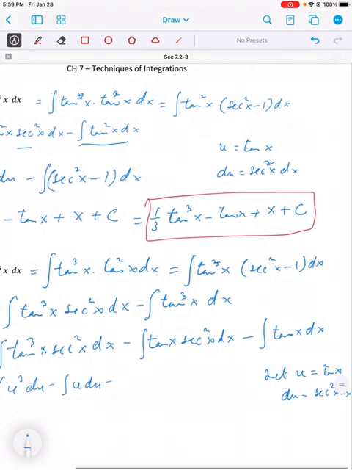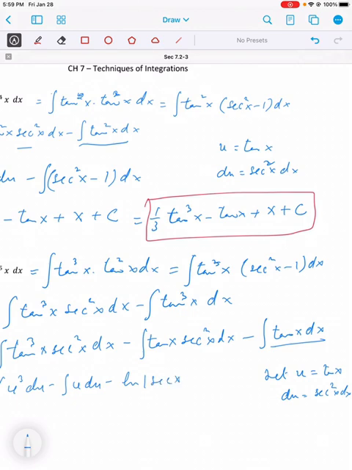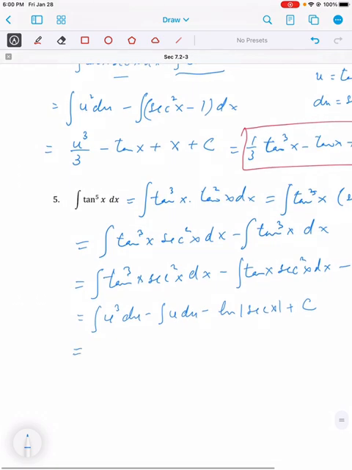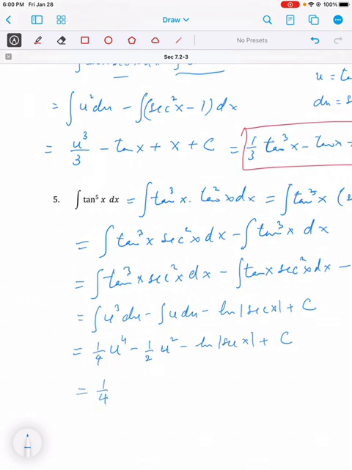Now this one we will do the way we learned. So this will be ln of secant x plus c. So now it is simple: 1 over 4 u to the 4 minus 1 over 2 u to the 2 minus ln of secant x plus c. Going back, substituting for u, we have 1 over 4 tangent to the 4 x minus 1 over 2 tangent to the 2 x minus ln of secant x plus c.